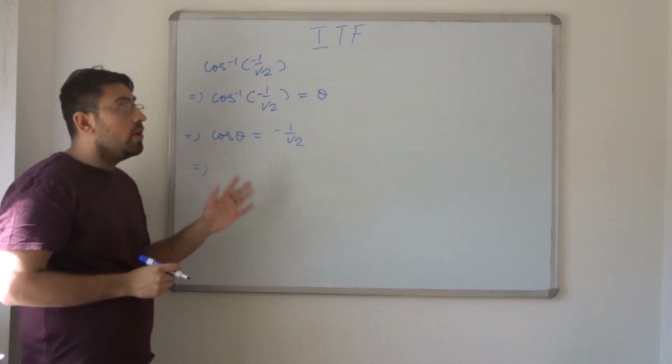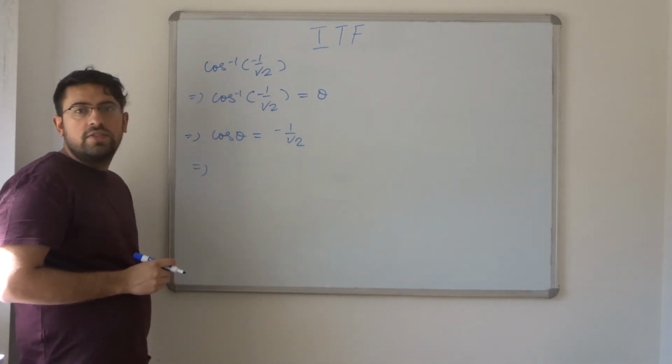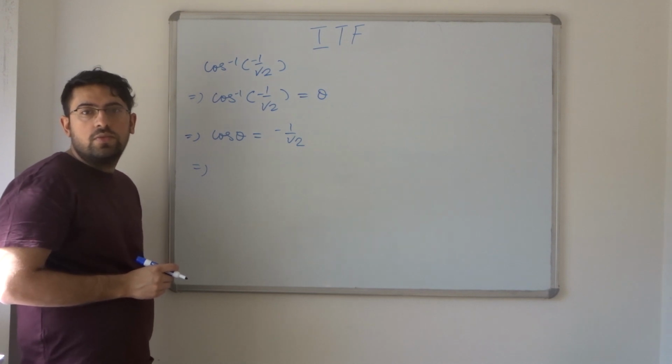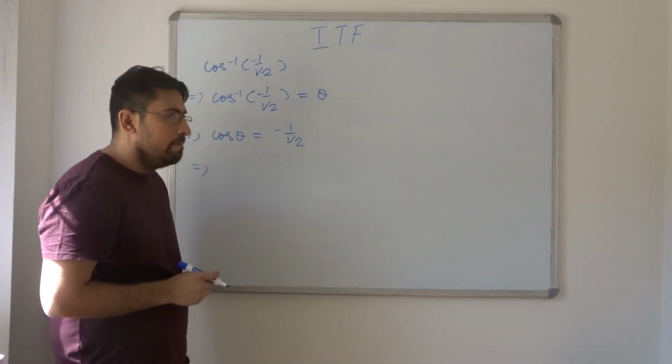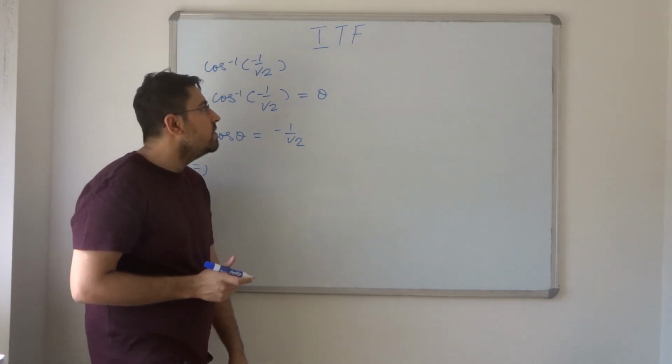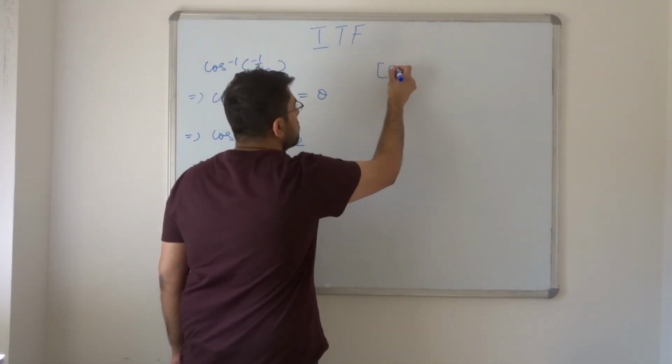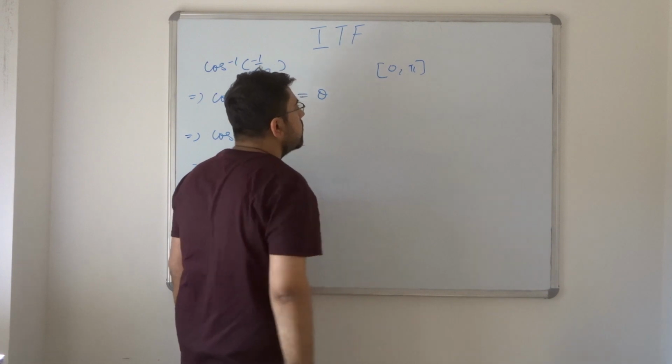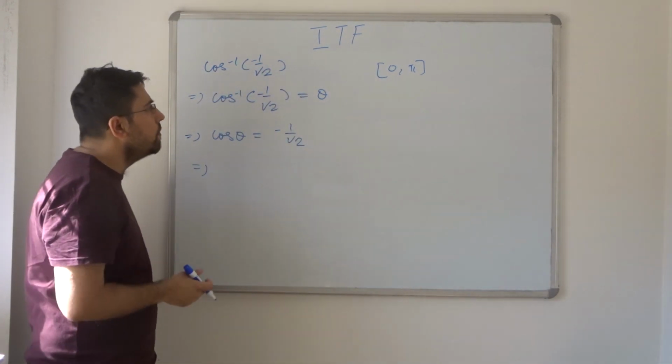Now I want you guys to be careful, because what you have to do here is, what is the principal value branch for cos? What is it, guys? This is what it is: 0 to pi.